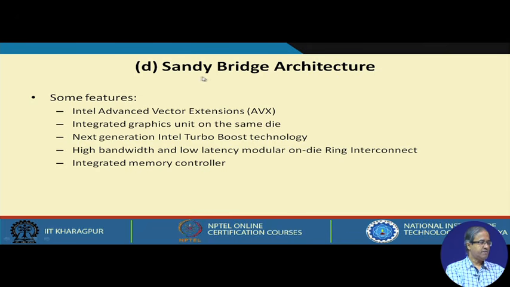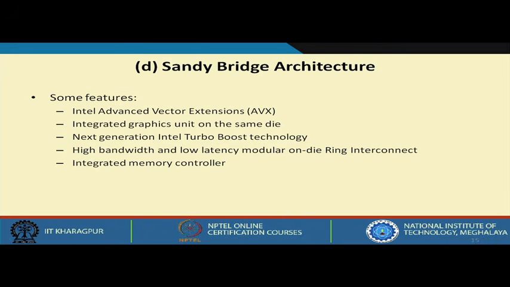Then let us have a brief look at the Sandy Bridge architecture which came after that. Here, some vector extensions were made to the processor. Some features which were earlier present in vector or array processors, because of application demands, were integrated in the processor itself. There was a separate engine called AVX, Advanced Vector Extension. Secondly, the graphics unit, the GPU, was also integrated on the same die.